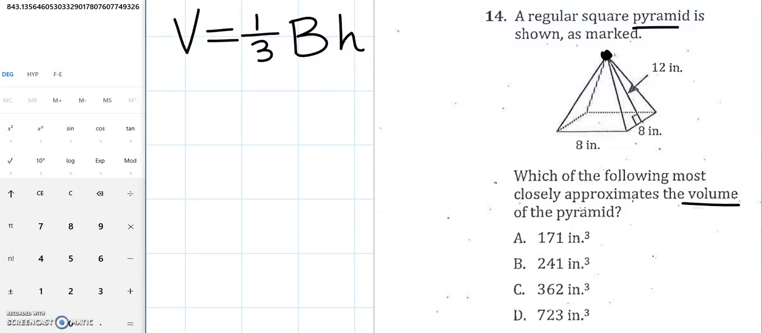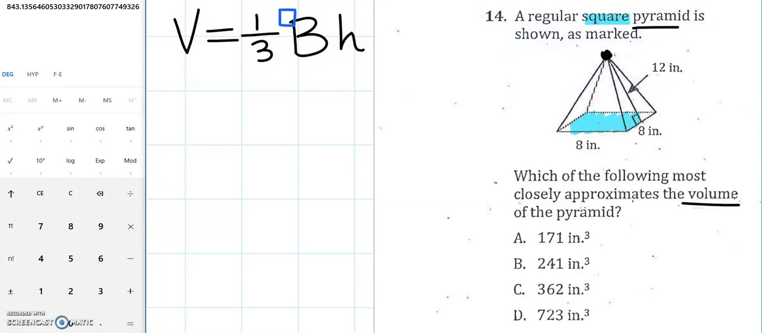Now, your big B, remember, is never just a number. It's an area formula. It's the area of your base, your platform. Now, in this case, our platform is this square. They told us it was a square pyramid, so our base is in the shape of a square. So when I am substituting in for that big B, I need to substitute in the area of my square.